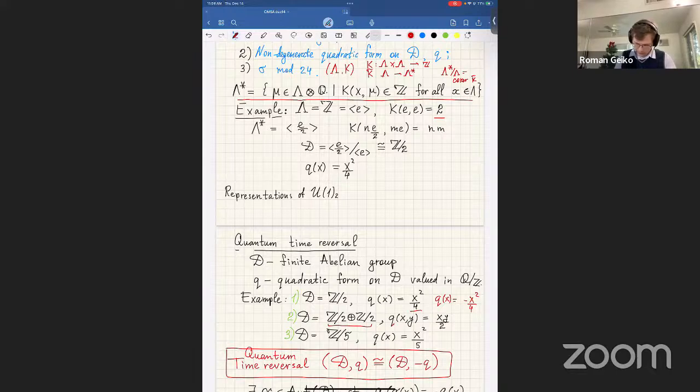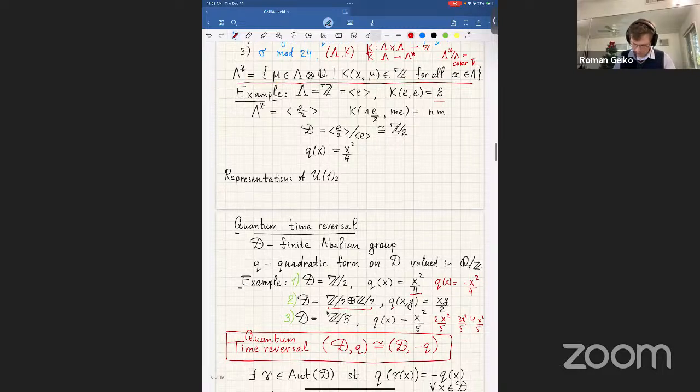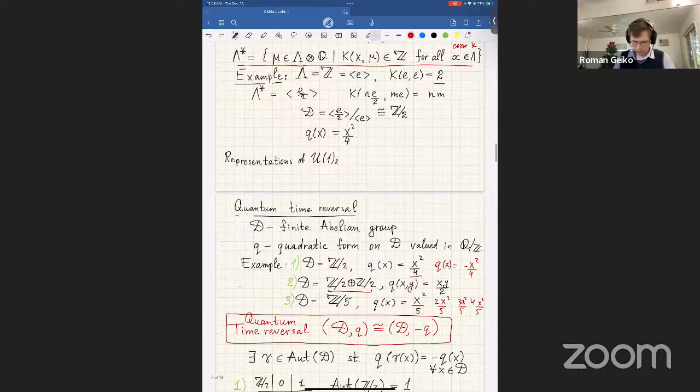And well, for Z mod 5, we also have x squared over 5. This is an example. If I want to list all non-degenerate quadratic forms, then it's going to be x squared over 5, 2x squared over 5, 3, and 4. So unlike in integral lattices, I can literally write down all possible quadratic forms on finite abelian groups. And so we say that this discriminant group with a quadratic form is time reversal symmetric if there is an automorphism of D such that we can precompose our quadratic form and obtain its negation.